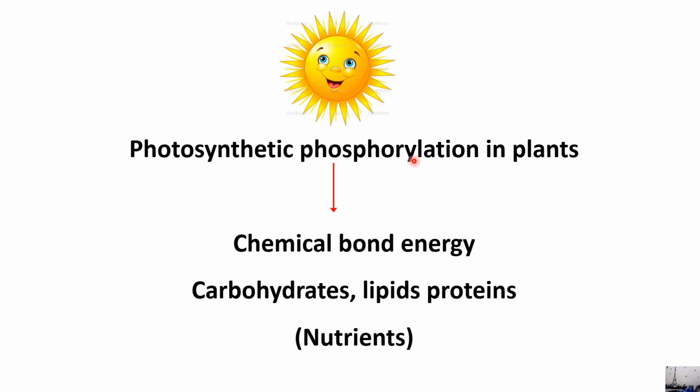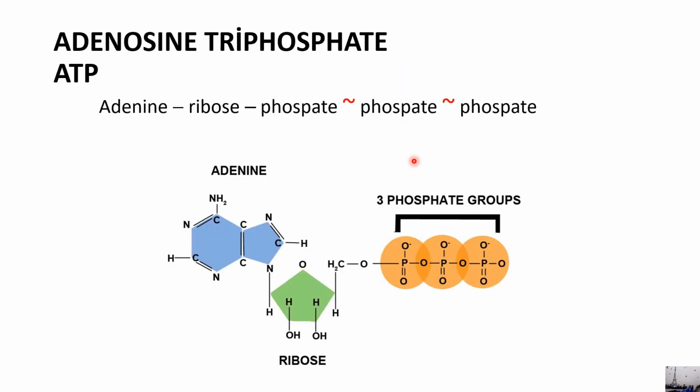Now, if we come to photosynthesis, and talk more about the question we had at hand about mitochondria and chloroplast, we know that photosynthesis basically leads to chemical bond energy in carbohydrates, lipids, and proteins. The energy comes in the form of ATP, or adenosine triphosphate. Correct? This is the structure of adenosine triphosphate.